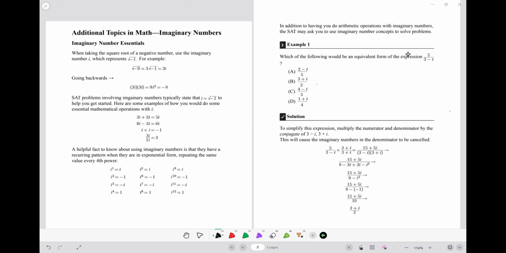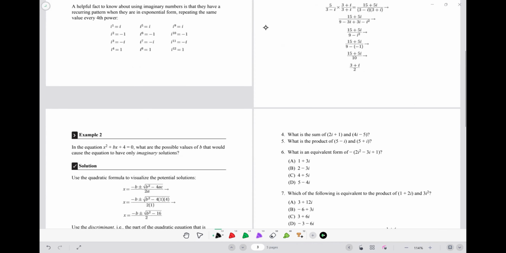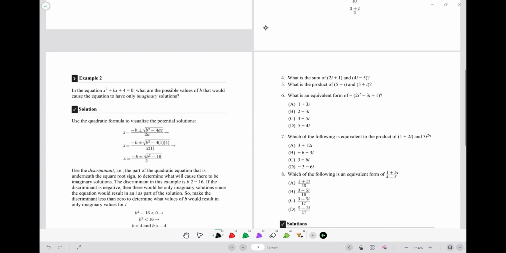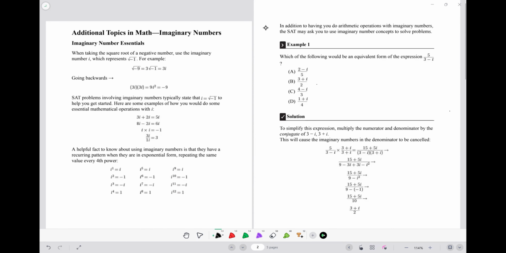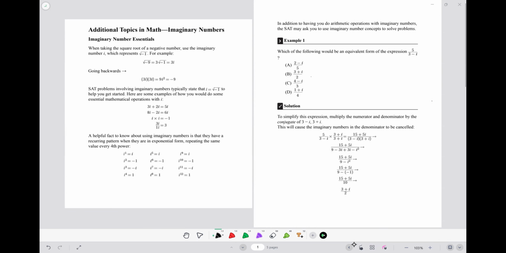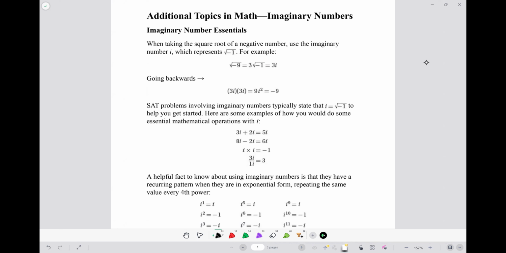Additional topics in mathematics, imaginary numbers, and these are the very fundamentals for the complex number concept. It's a very small chapter, a very small content, and maybe we don't need to cover too many things for it. So we're going to start with imaginary number essentials.